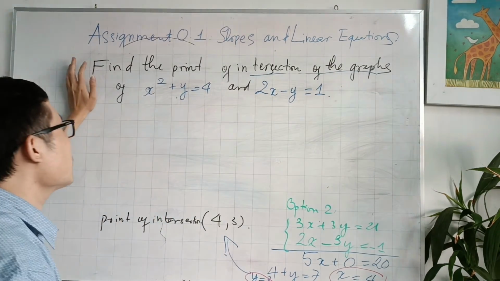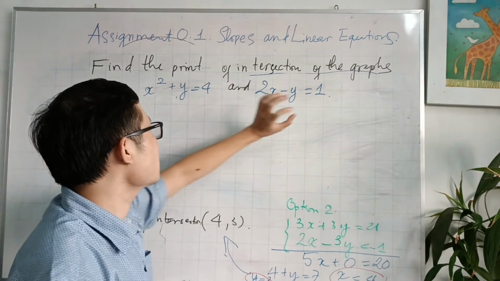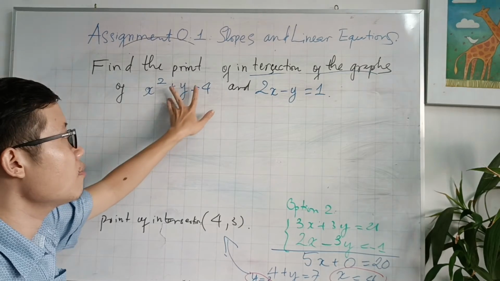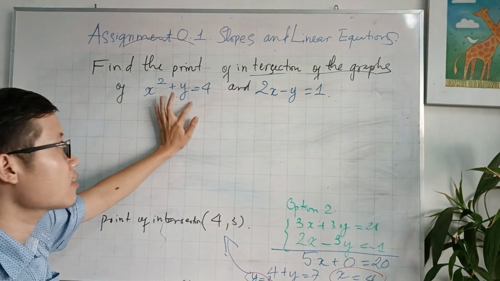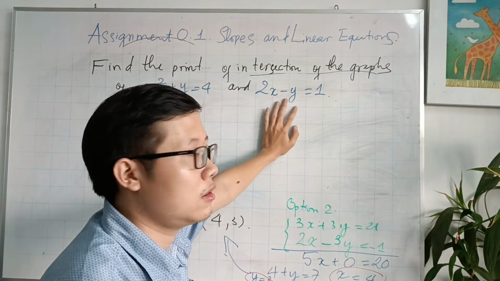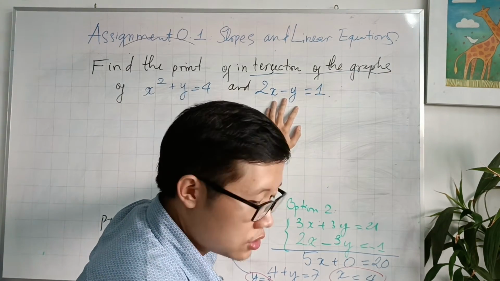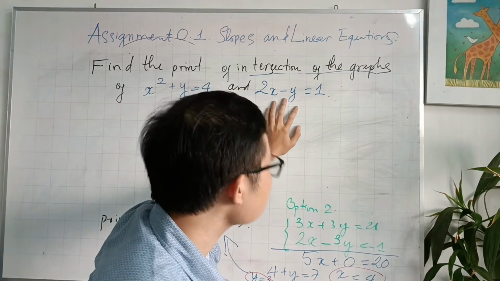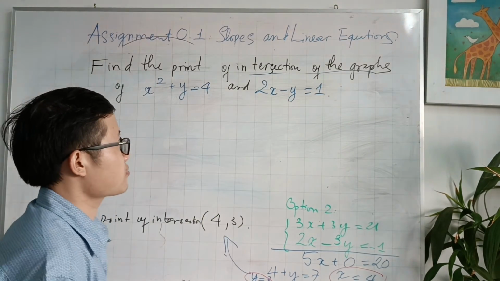When the questions require you to find the points of intersection of two graphs, the first one is a parabola, or we can say in another way, a quadratic equation, and the second one is a line, or a linear equation. The first step, you must isolate the y variable.